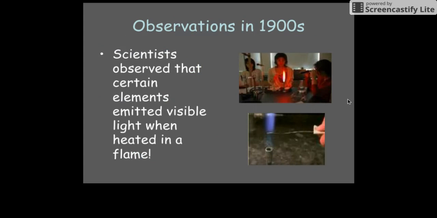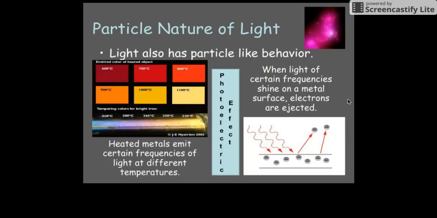Now, we're going to talk a little bit about light acting like photons. In the early 1900s, some of the things that scientists observed was that certain elements emitted visible light when they were heated with a flame. And you guys are getting an opportunity to conduct these experiments yourself in class. What they discovered is that light can also behave like a particle. Whenever light of certain frequencies shines on a metal surface, sometimes electrons are ejected from that surface. This was called the photoelectric effect.